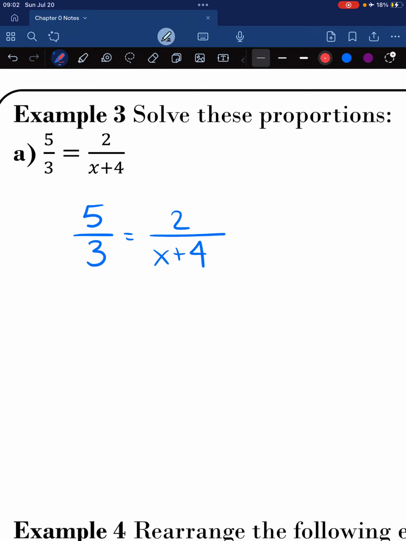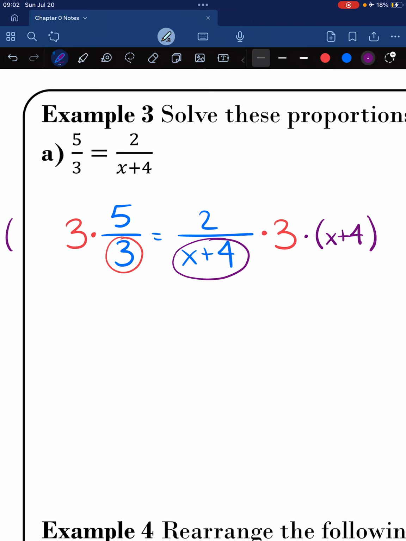What I'm doing is I'm just solving an equation like normal. I am going to get rid of this 3 in the denominator by multiplying both sides by 3. That's something we've done in a couple examples already. Okay, and then I'm going to get rid of this x plus 4 on this side of the denominator by multiplying both sides by x plus 4.